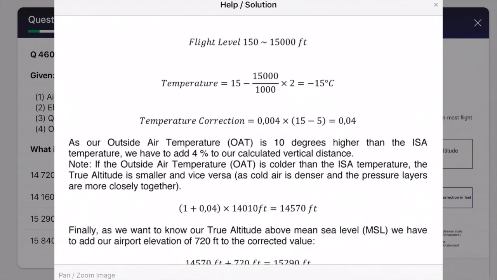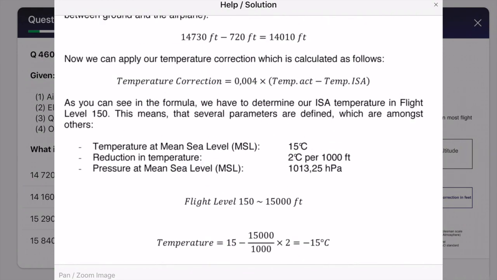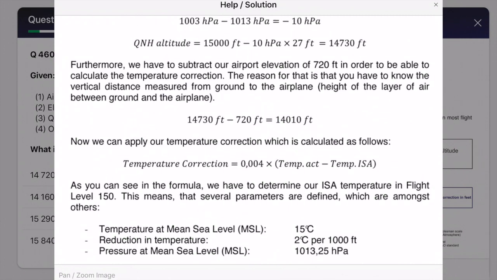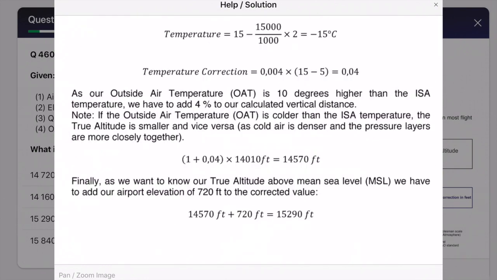The calculation would then be 14,010 feet. This is what we found out here. Again, 14,010 feet times the add-on of 4%, which gives us a value of 14,570 feet. Also, a short note here: if the outside air temperature is colder than the EASA temperature, the true altitude is smaller, and vice versa, as cold air is denser and the pressure layers are more closely together.